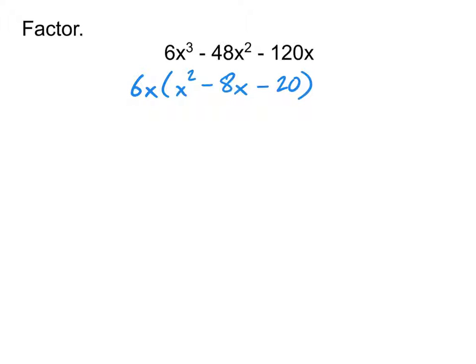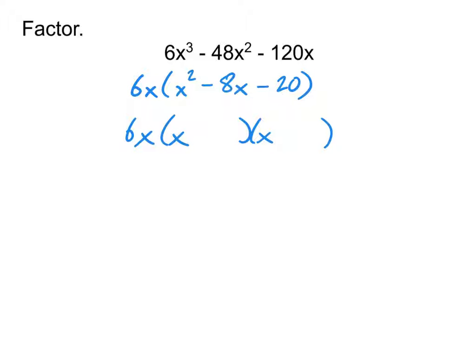Alright, and then we're left with the question of can we factor it further? And because this is a quadratic, there's at least a chance that it will factor further. So we're going to look to see, will it go into this form? And I know whether it can or can't based on whether there are two numbers that add to -8 and multiply to -20. Is there such a combination of numbers?